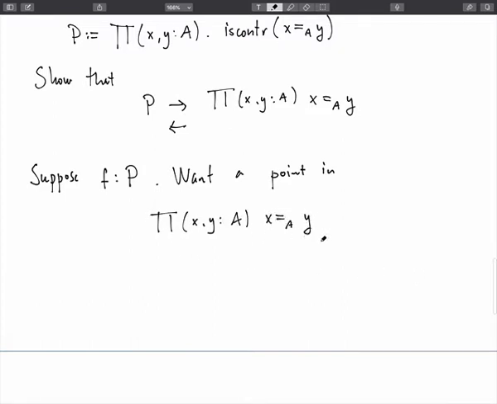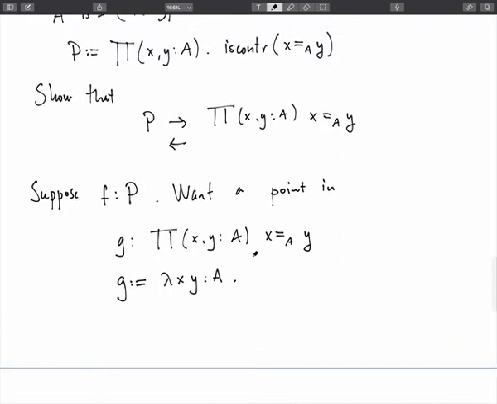A point in here is just a map. So let's call this map G. What is this G going to do? G is going to take an x and a y in A, and now I need to produce a map from x to y. Where will I get a map from x to y? Well, obviously I have to use F. So let me draw a little picture here. Here's my x, here's my y. I want a path from x to y.